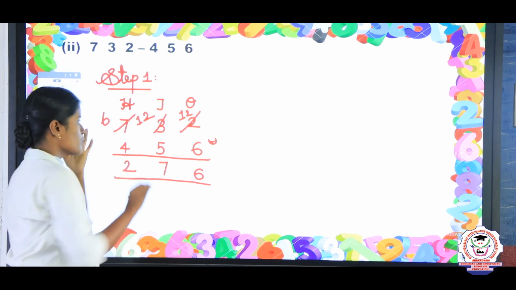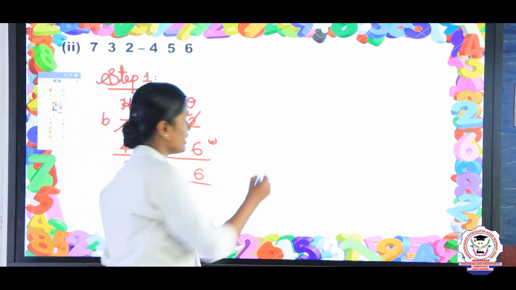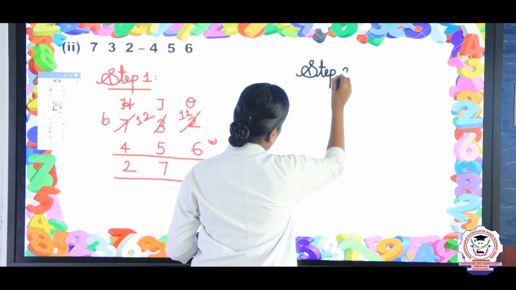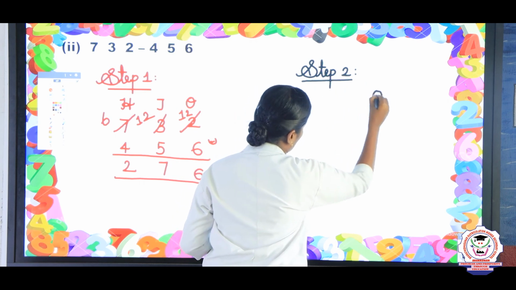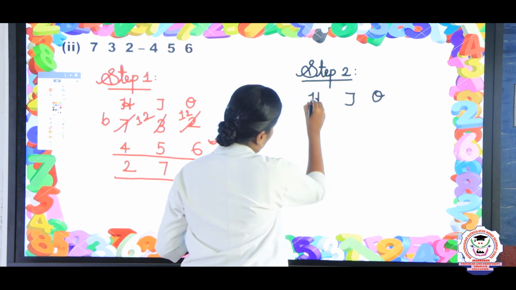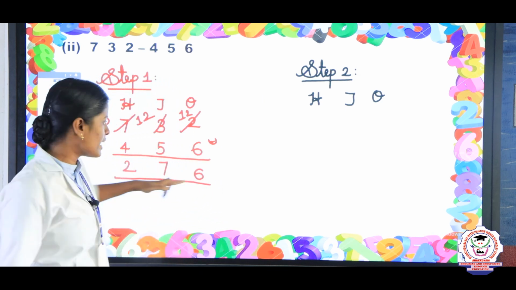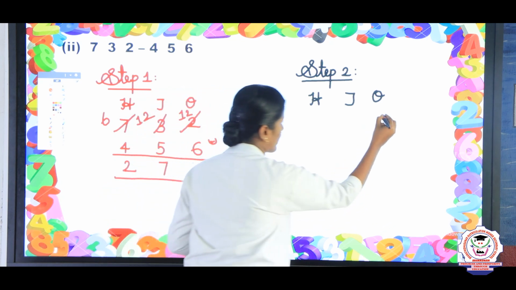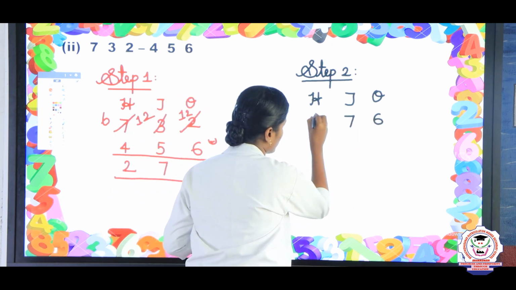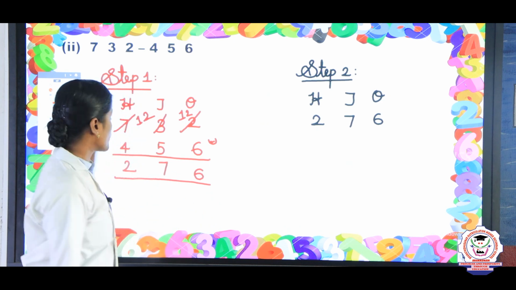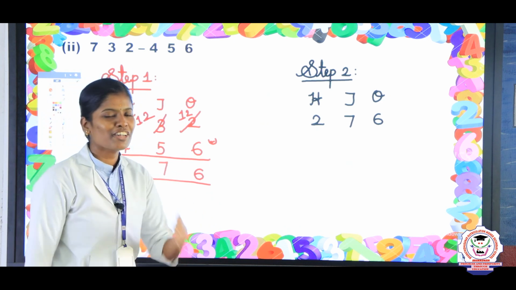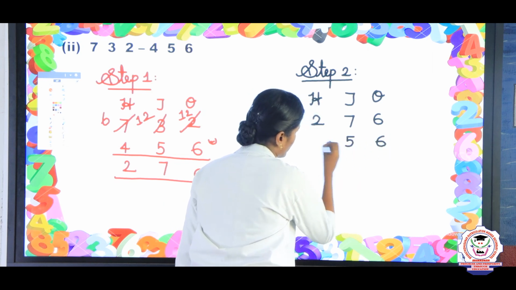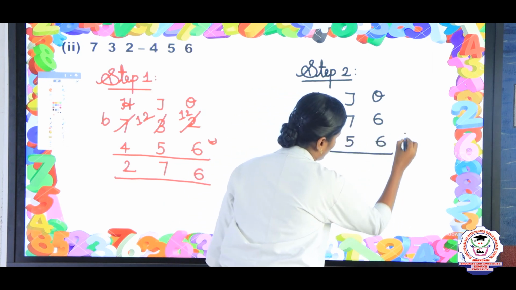So, listen children, next we are going to do step 2. As usual, write the place values: ones, tens, hundreds. What is the answer we have here? We have the answer 276. So, write 6, 7, 2. And then compare the question. Which one is the smaller number? 456 is the smaller number. So, write here 6, 5, then 4. Now, we are going to add this.